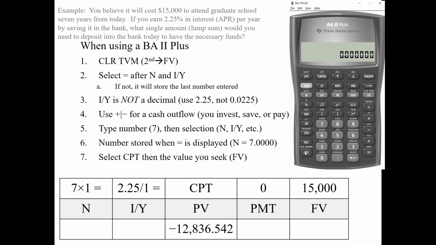And the first thing that we want to make sure we do is to clear our time value of money input. So we hit second and FV. And in this case, our N is going to be the number of years times our number of compounding periods per year, or the number of time periods in a year. And we're looking at annually earning interest. And so there is 1 year in a year, so we multiply our N by 1. So we have 7 times 1. And then we'll hit N to store it.